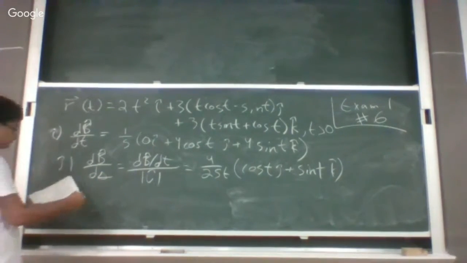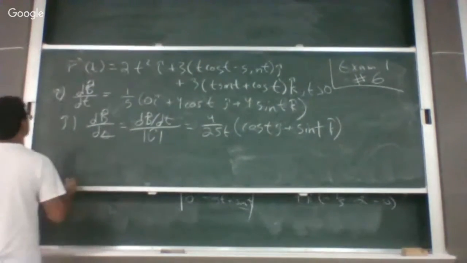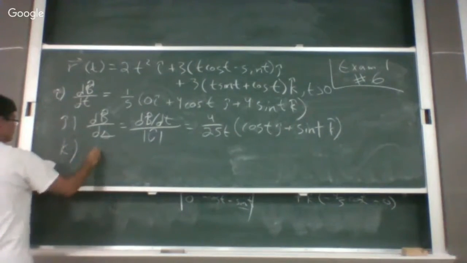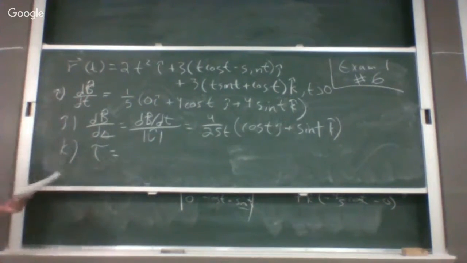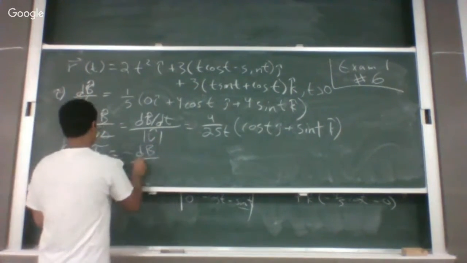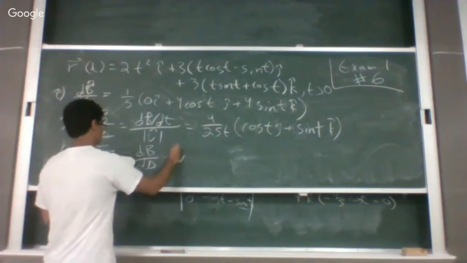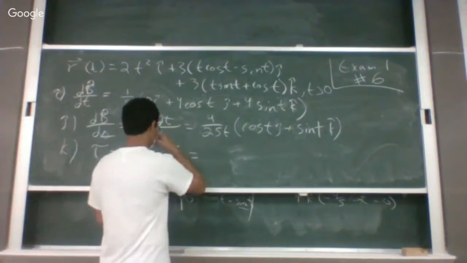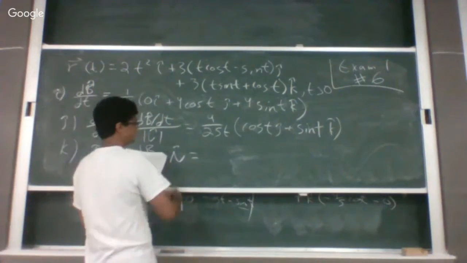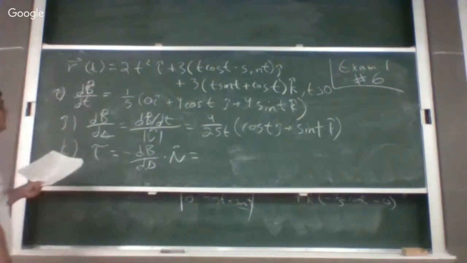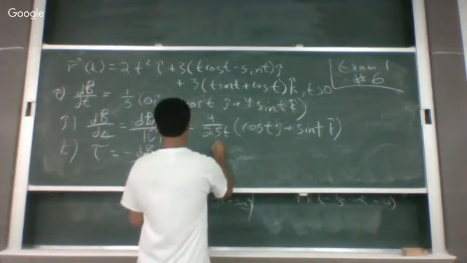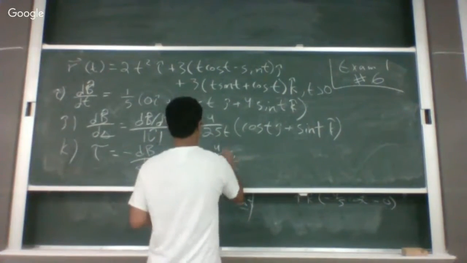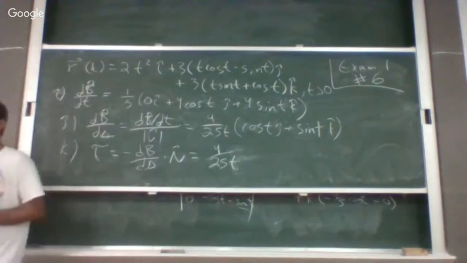Now we have to find, I think they call it tau. Do you guys remember what that is equal to? Yep. That is equal to... Do you guys want me to write it out or just give you the answer? I feel like we get the point. Okay, good. So in the end, it becomes 4 over 25t. Okay.